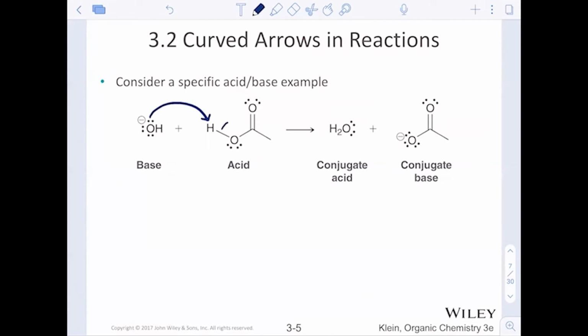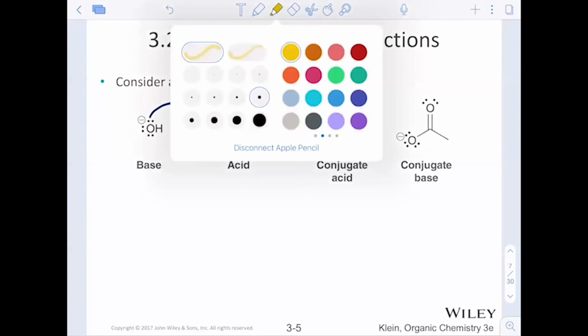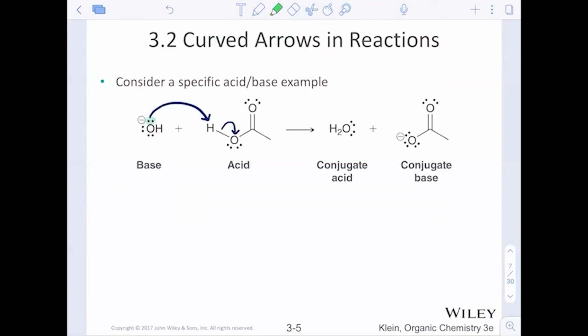Protons can't have two bonds, so oxygen gains that lone pair. Let's just highlight some things again. Taking these lone pairs, it's now going to make one of the bonds between H and O in water. And this bond right here between H and O in the acid is now any old lone pair. It doesn't matter which one, you can just pick one.